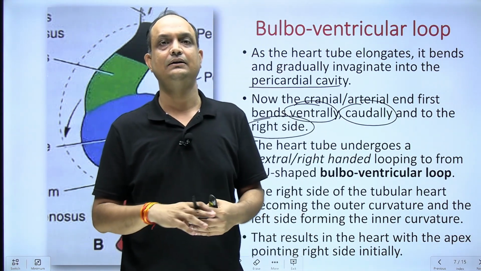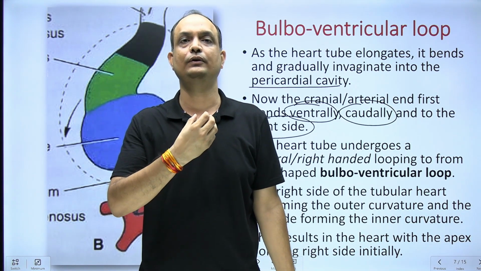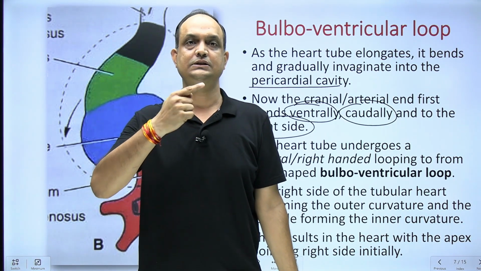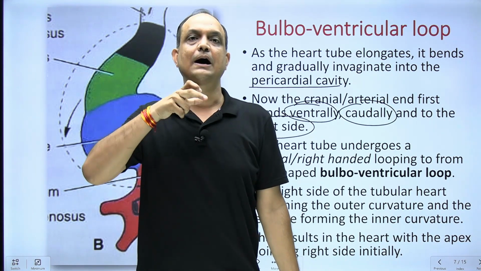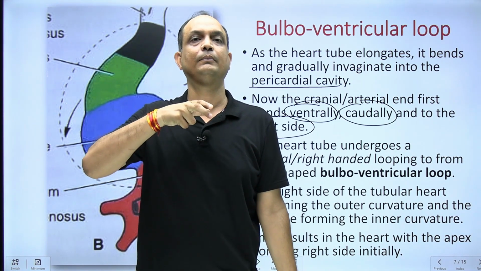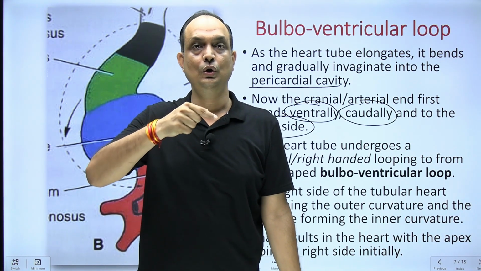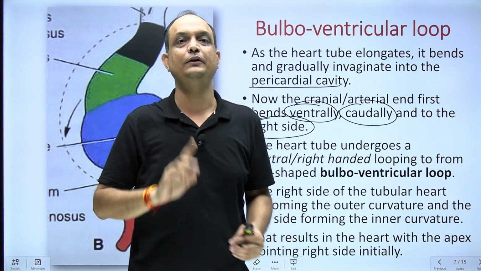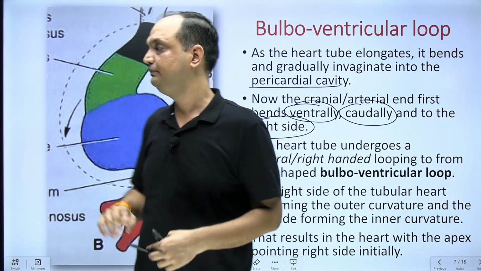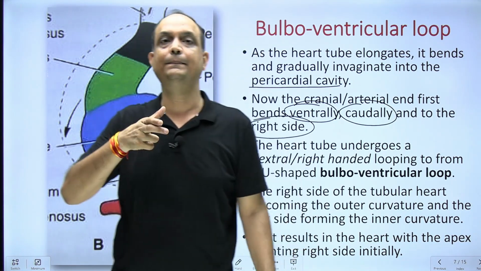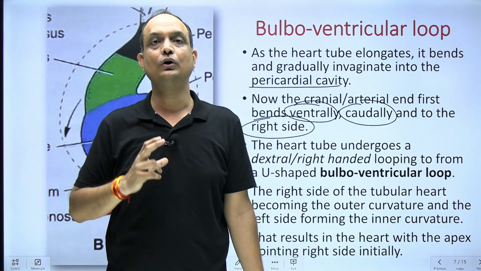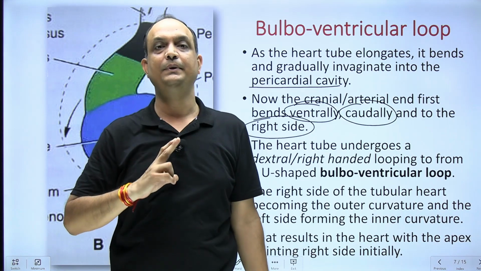Now assume that there is a tube coming out from your chest cavity. Now this is a U-shaped loop. The upper arm of the loop is formed by your bulbus cordis. The lower arm of the loop is formed by the primitive ventricle. So first we are talking about these two dilatations. The upper dilatation is bulbus cordis. The lower dilatation is your primitive ventricle.